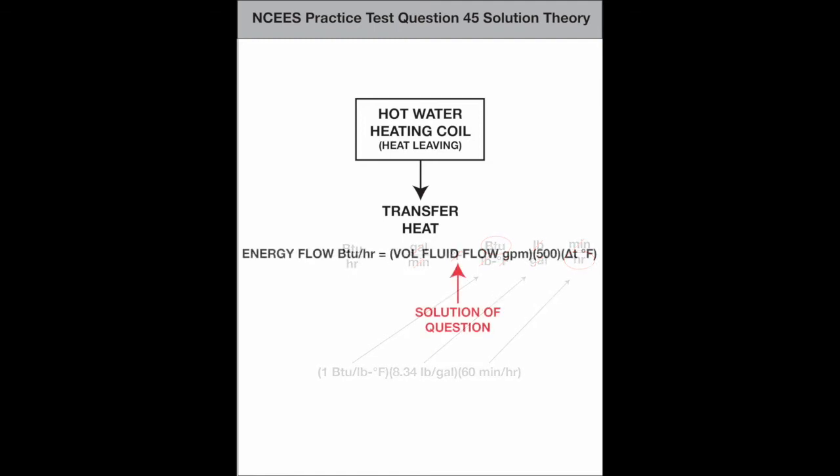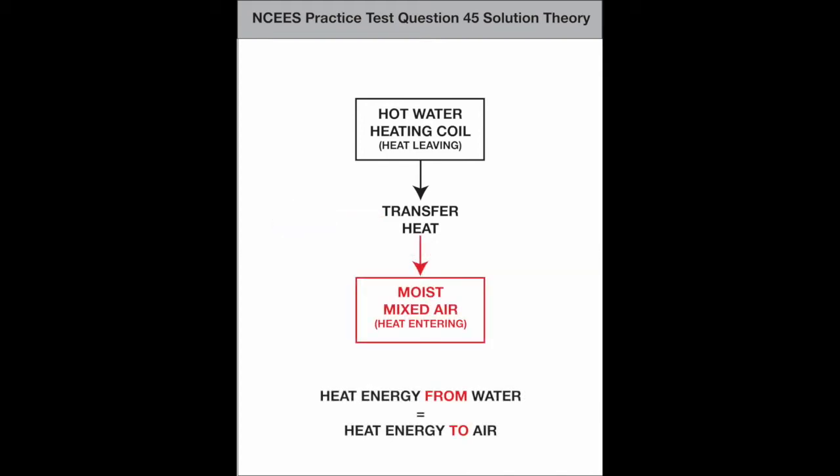You'll ultimately need to solve for fluid flow GPM. You're given a delta T of 40 degrees Fahrenheit. Now, this represents the heat transfer rate from the water. To find this energy flow, look to the heat transferred to the air that's being heated by the coil.